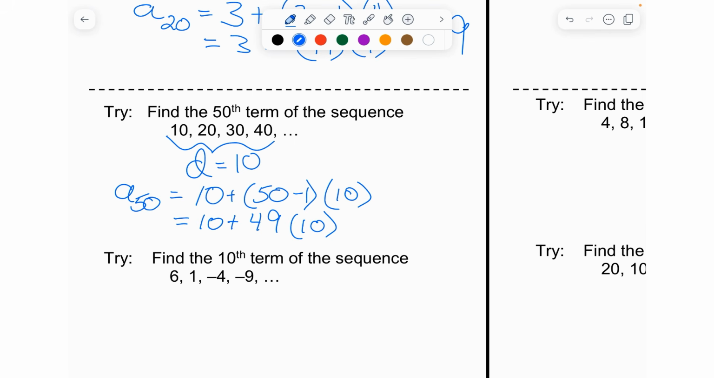49 times 10, that's 490, plus 10 more is 500. This kind of makes sense. If you're trying to find the 50th term, it would be the term 500.